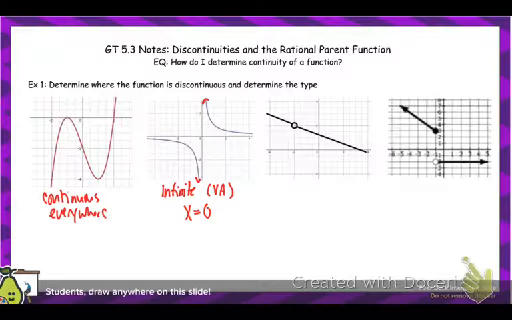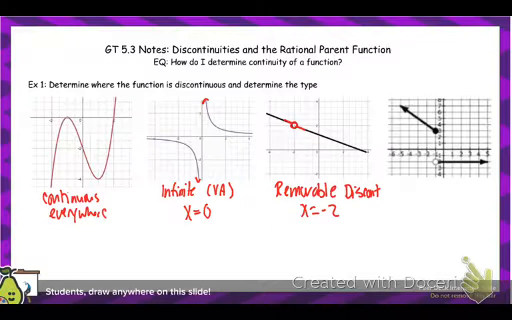The next one, that's an example of a removable discontinuity, or hole. And the reason that this one is different is because one thing you'll notice, both sides of your graph are still approaching that same y value where your graph is discontinuous. It just happens to be a hole there. It'd be possible to fill in that hole and actually make that graph continuous.